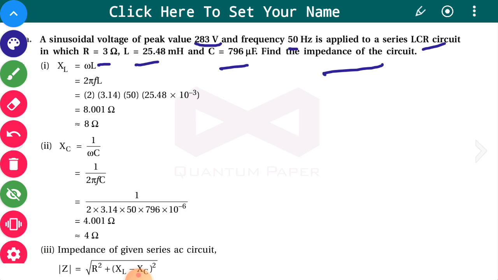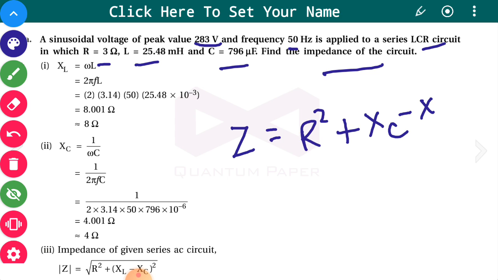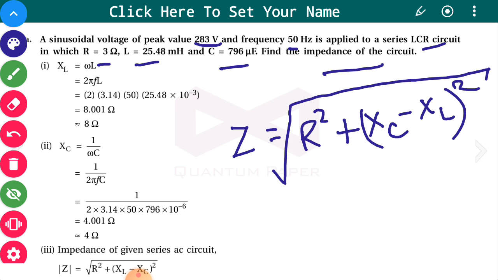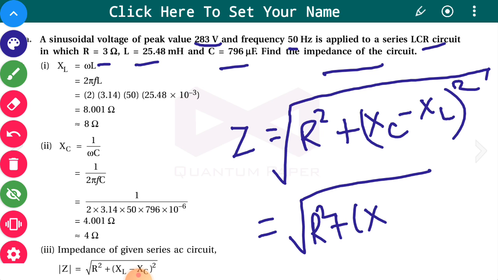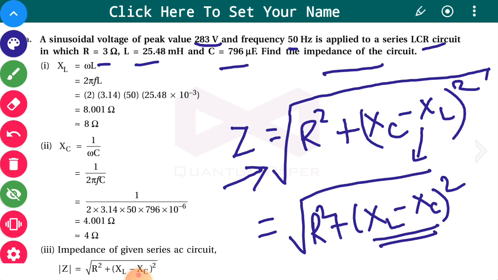Now very easy, all 3 components are there. So we write the square root of R square plus XC minus XL the whole square. In some textbooks it is written as R square plus XL minus XC the whole square, because it is a difference and then it is squared, so changing the order makes no difference. But we follow the textbook, as these values are given in our textbook.